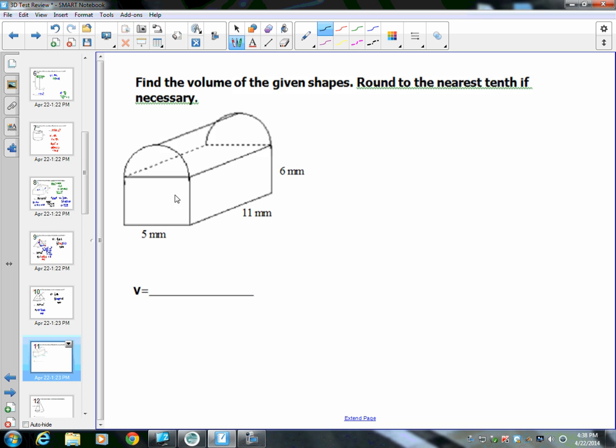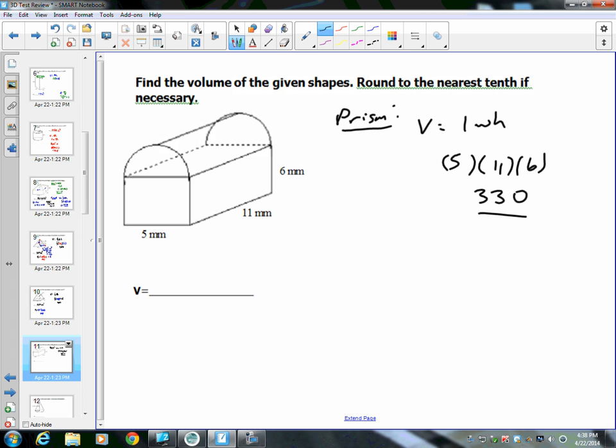So what we're going to do is find each piece separately and then add them together. We're going to start with the prism. It is a rectangular prism, so the volume is length times width times height, just the three numbers multiplied together. 5 times 11 times 6 gives us 330. So this would be the volume of the prism.